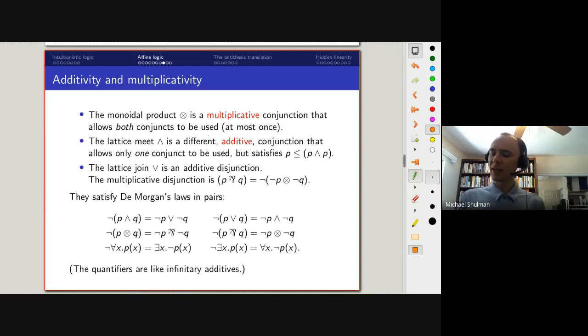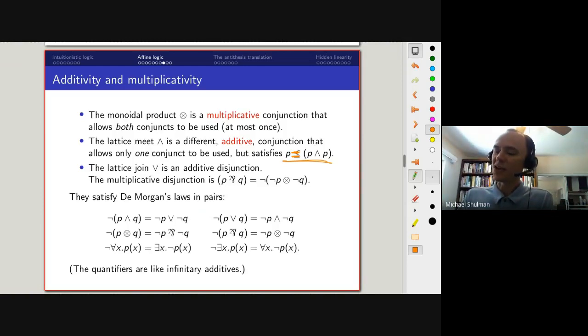So I mentioned before that the monoidal product here is kind of like an and. It's a conjunction, and it allows us to use both of the conjuncts only at most once. We also still have the lattice meet, which is a different kind of conjunction, which Girard called additive, as opposed to the multiplicative monoidal one. And the additive conjunction, informally, only allows us to use one of the conjuncts, but we get to choose which one to use. But it does satisfy this diagonal property. In fact, it's idempotent. There's actually an inequality, just like any lattice operation.